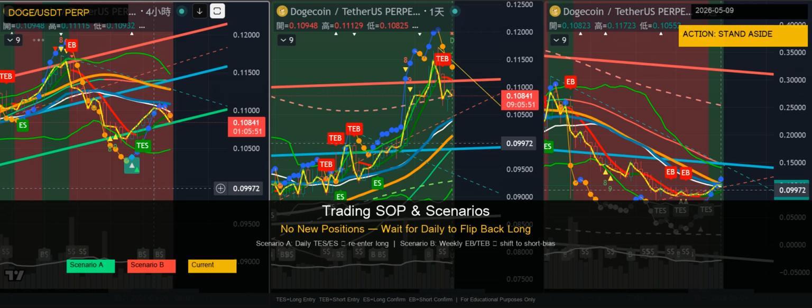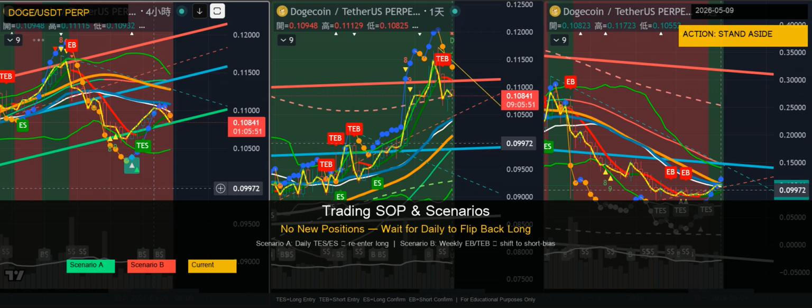In summary, Doge USDT on May 9th shows a split 3 timeframe structure. Weekly long via TS cluster. Daily bearish via TEB at the high. 4-hour short-term bounce via TS without ES confirmation. Per the system rules, this is not a standard confluence setup. The correct action is to stand aside and wait.